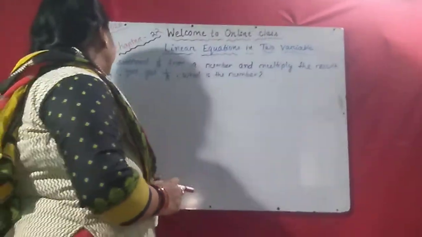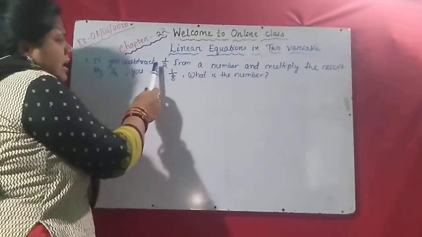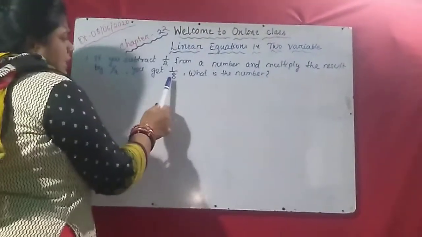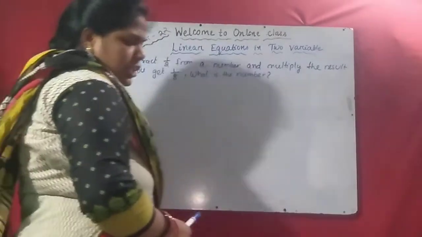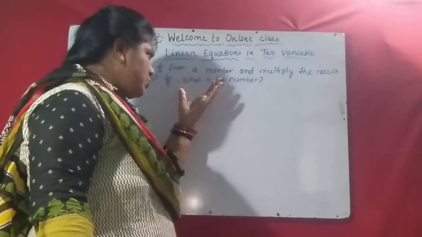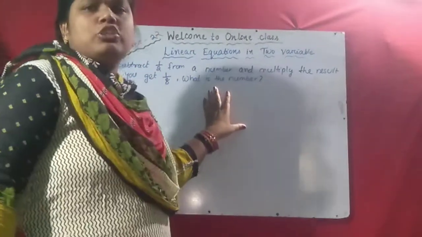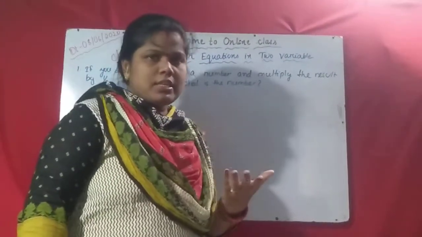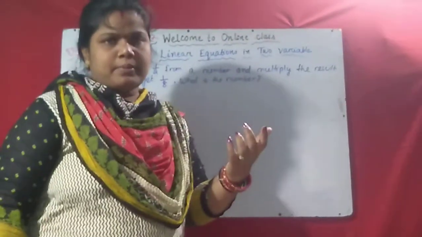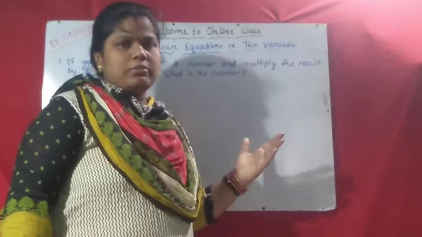Your first question is: if you subtract half from a number and multiply the result by half, you get 1 by 8. So what is the number? When a story problem is given, first try to make the equation, and first think about which thing you will take as x. According to the question, you make the equation first, then you can solve it easily.